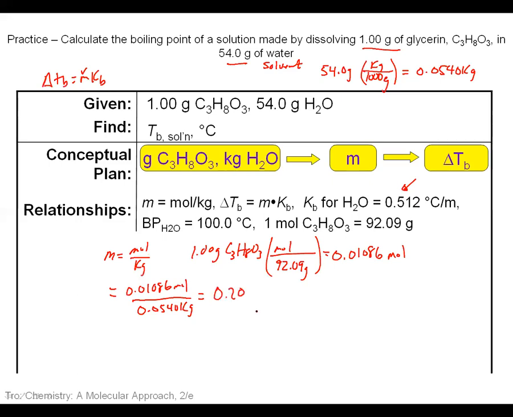You can leave it as little m, or you could leave it in moles per kilogram if you like. So now that we have the molality and obviously we have the Kb, if we put them in there together, 0.201 molality, our Kb at 0.512, the molalities are going to cancel, and that will get us 0.103, we'll call it.